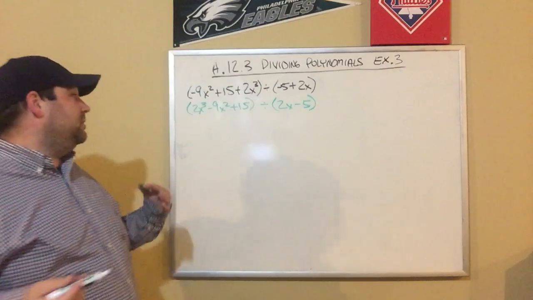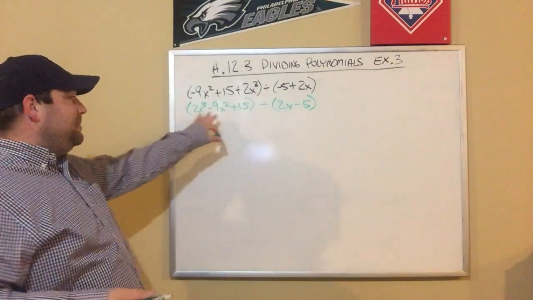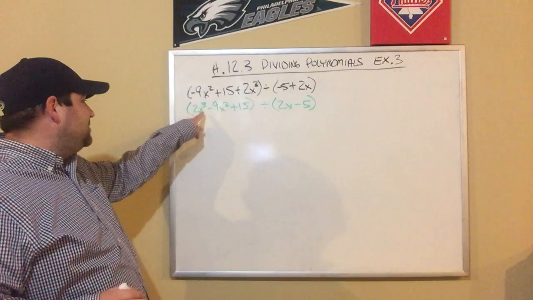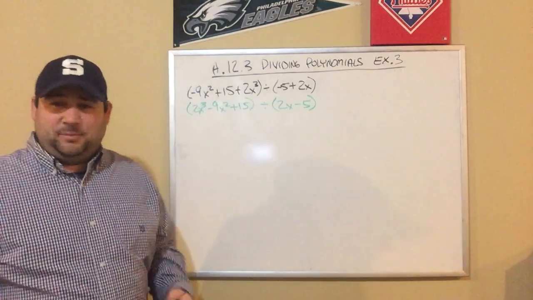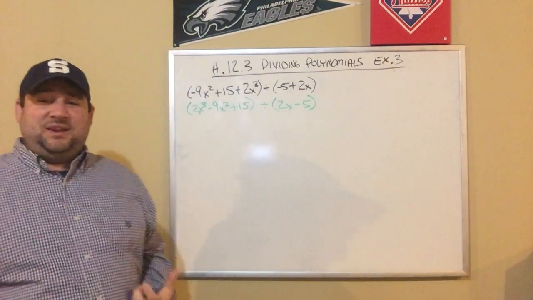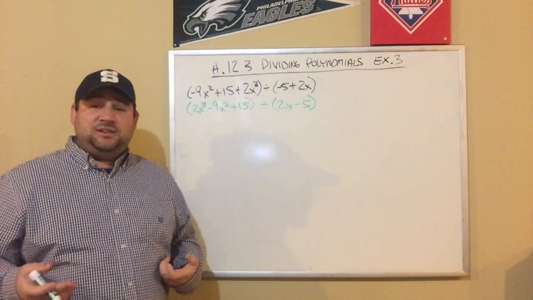And now they're in descending order, but I have a new issue in that I'm missing a term. When I look at this, I have 2x to the third minus 9x squared. There's no x term. It goes straight from x squared to a number. It's skipping an x term. But I need that term when I do the long division.